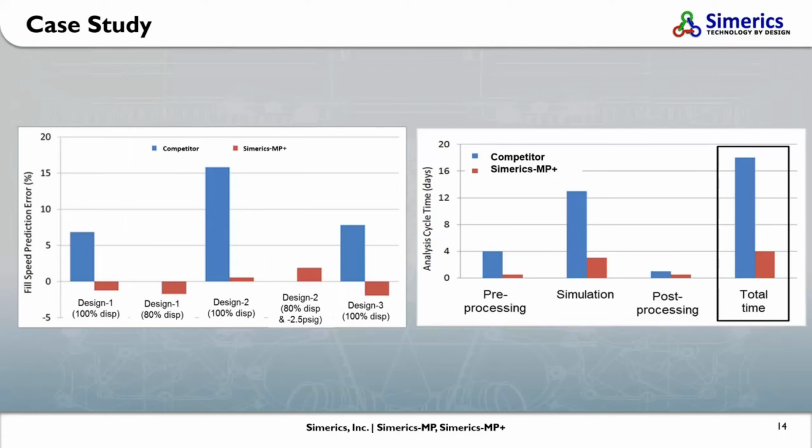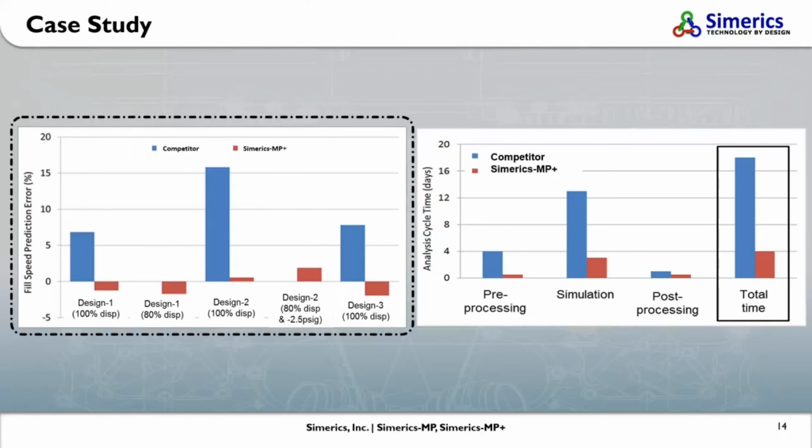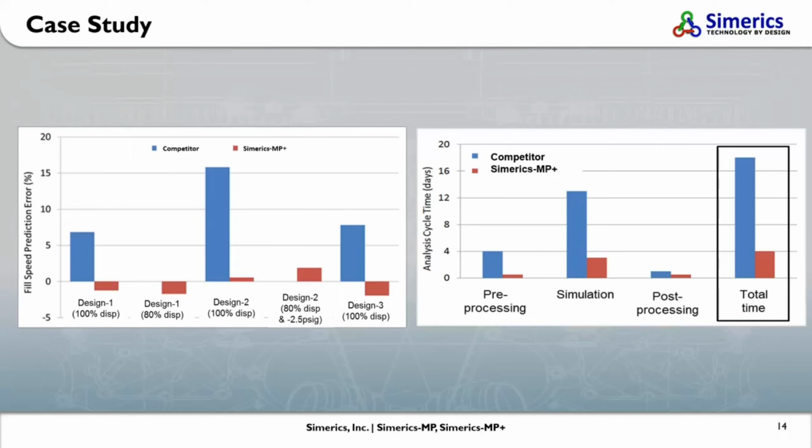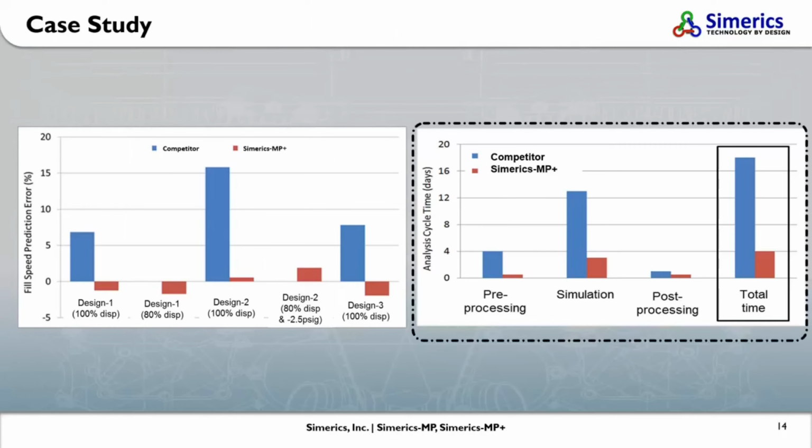Not only did Simerics MP Plus yield better results, it also outperformed the competition in every other metric. This comparison was performed by a customer who was looking for a more efficient and more accurate simulation tool to keep up with their design processes. Comparisons of simulation accuracy across 5 different cases were recorded on the left chart, while comparisons of simulation setup time, mesh time, run time, and post-processing time were recorded on the right. This level of dominance by Simerics MP Plus in competitive benchmarks is typical.